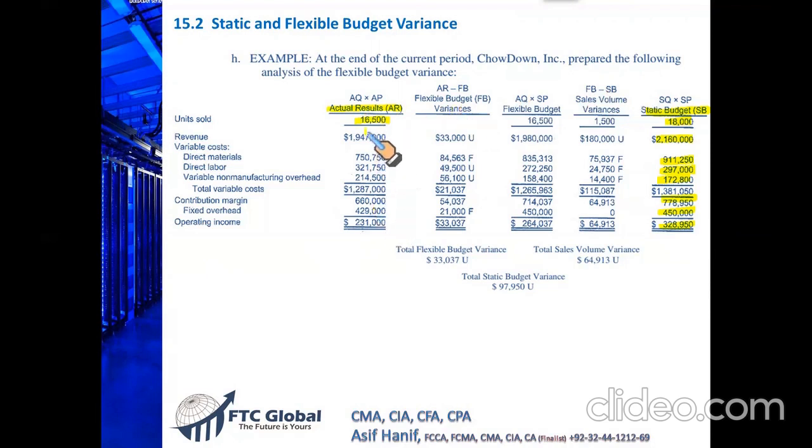If you make such a comparison, the variance you calculate is called the static budget variance, the comparison between the static budget and the actual results. Actual results mean actual quantity, actual price. The static budget is standard quantity, standard price. Very insignificant, not very useful for me.